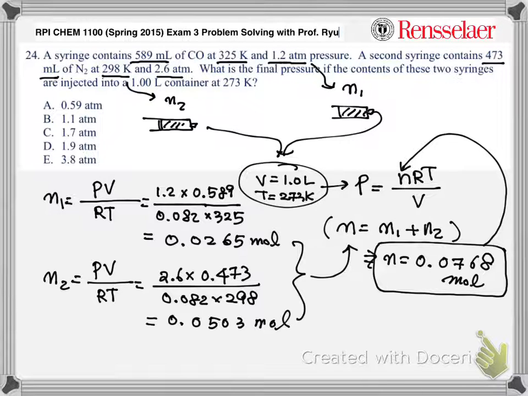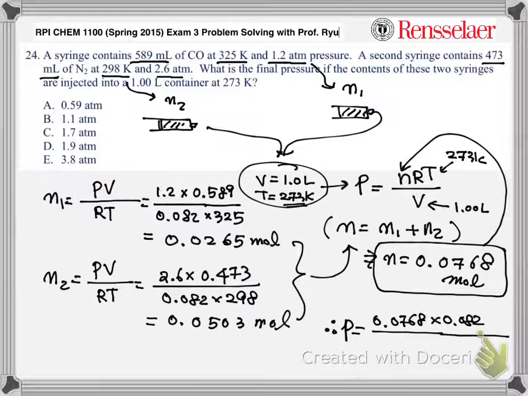And what's my temperature? It's shown up here, 273 Kelvin. What's my volume? Actually 1.00 liter. And then R is the same as usual, 0.082. So therefore, the final pressure is 0.0768, 0.082 multiplied by 273 divided by 1.00, and that will lead me to 1.7 ATM. The answer is C, 1.7 ATM.